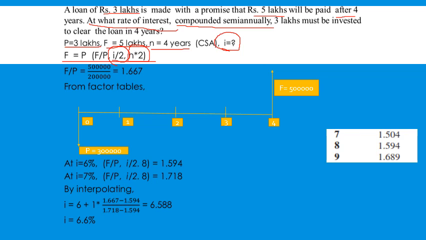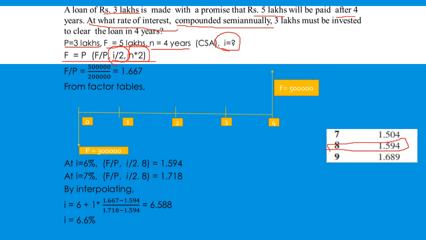See here at 6%, I get 1.594 at N is equal to 8. Why N is equal to 8 here? Even though N is equal to 4 years, I have to consider 2N. Hence it is 8. Don't get confused.